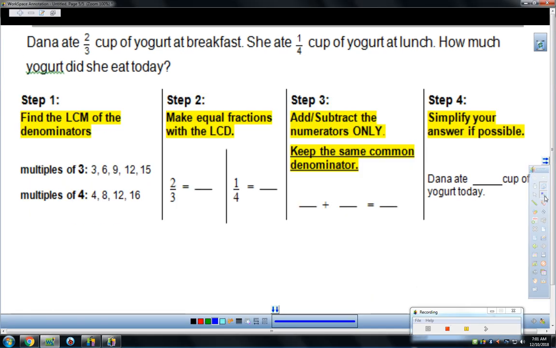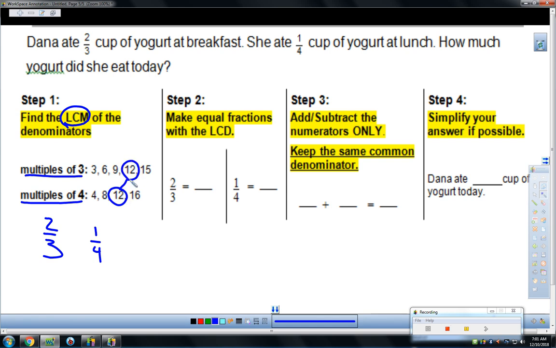All right, so in this particular one, we're going to be working with the fractions 2/3 and 1/4. The first step is to find the least or lowest common multiple. So I list the multiples of 3 and 4. This is where your orange sheet will come in handy. So what do they have in common? Let's see here. 3, 6, 9, 12, 15, 4, 8. Ooh, they have 12 in common.